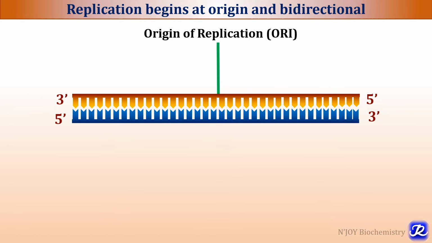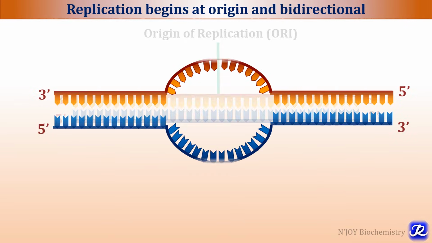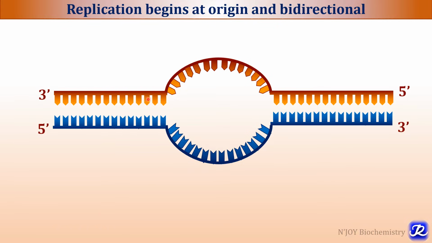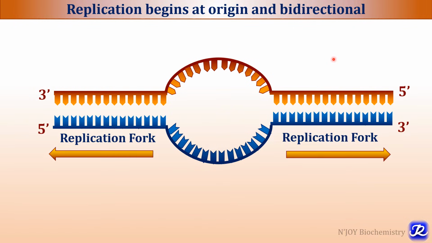Replication begins at origin, a specific site having 245 base pairs, and it is called as oriC. At this particular site, when DNA untwists to expose the two single template strands for DNA replication, a Y-shaped structure is formed. Because of separation of the two DNA strands, the Y-shaped structure is formed, and it is called replication fork. And this replication fork moves in the direction of untwisting the DNA. So replication fork is moving in both the directions, and that's why the replication is bidirectional.